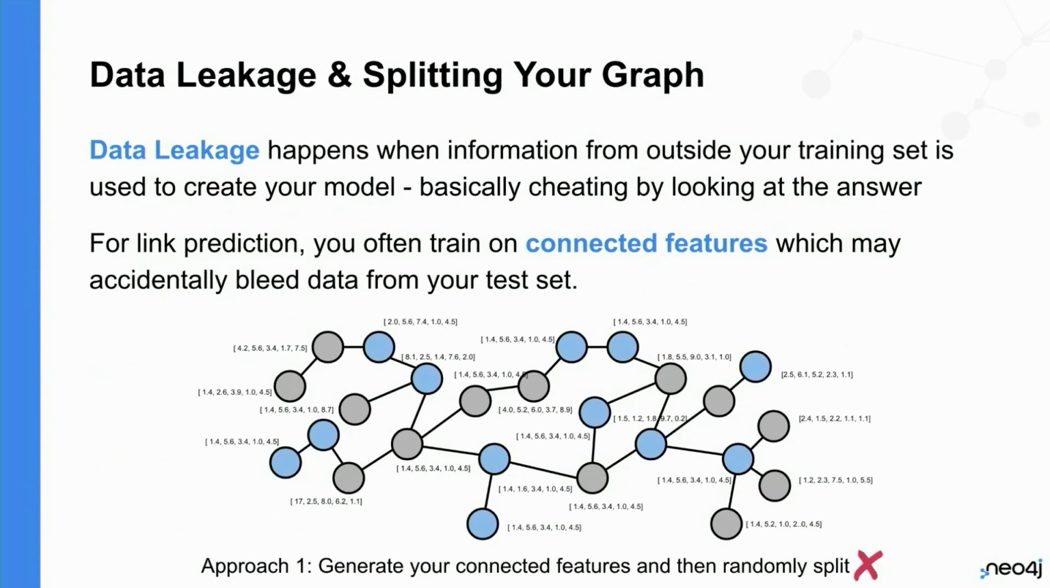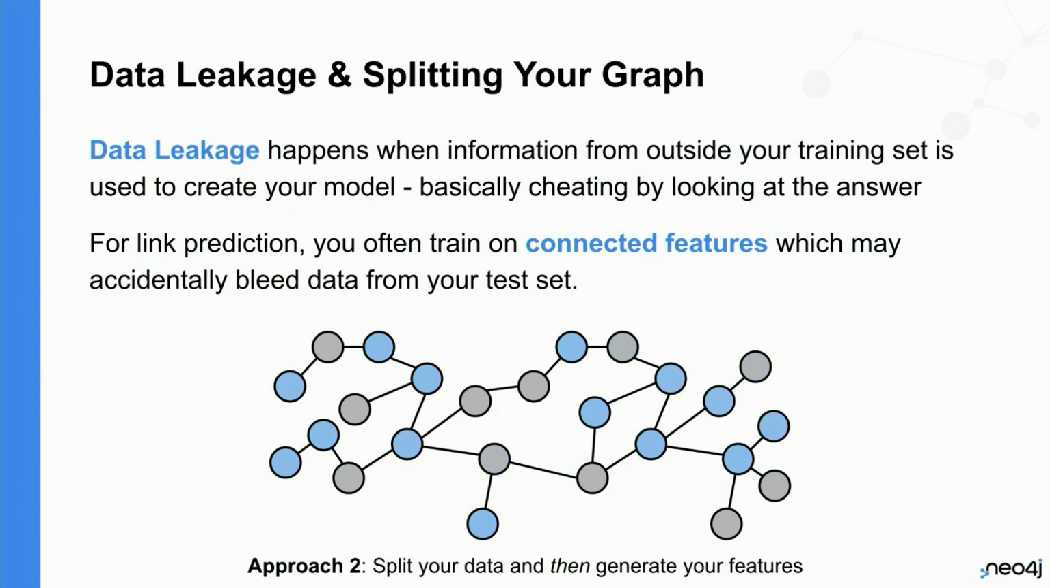Because if you look at my graph, I've got my gray nodes and my blue nodes. If I randomly split it, I'm going to have leakage from my test set into my train set because of those connected features. So I might end up with a really performant model that then sucks when I try to apply it to real world data. So what else can you do?